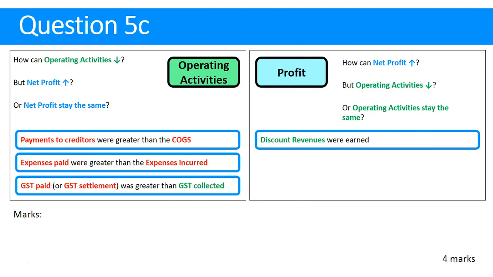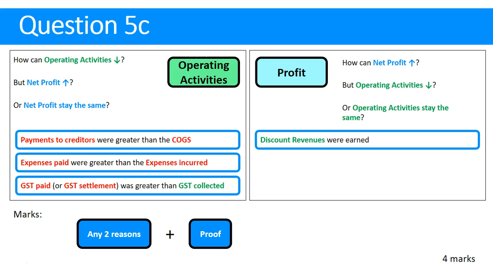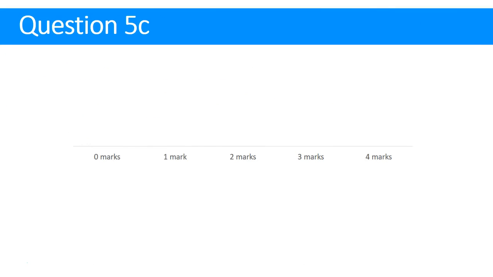So what that left me with was the following 4 reasons that would explain how your operating activity cash could go down, but your net profit could go up. What we need to do for marks here, we've got 4 marks. We want to identify any 2 reasons. Now that's tricky. It's taken nearly 10 minutes to go through all that and figure out some possible reasons. And then for each of those reasons, provide some proof that it actually might have happened. Together, if we explain that, that'll equal your 4 marks.